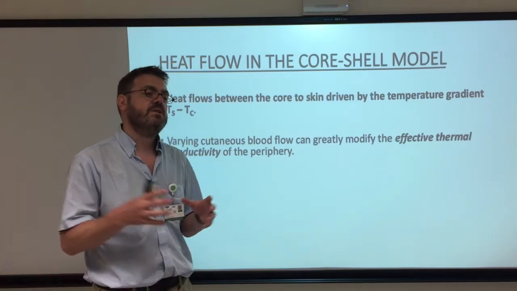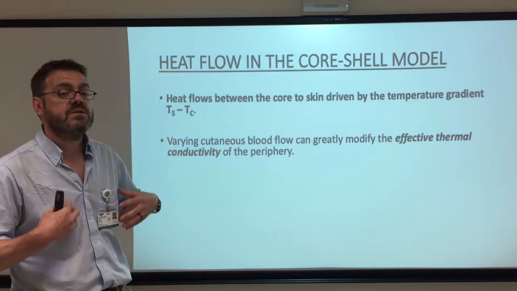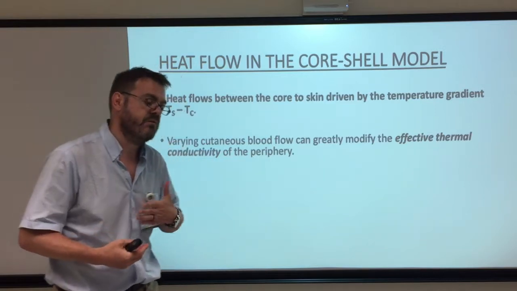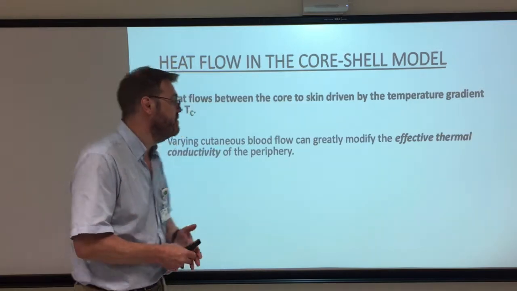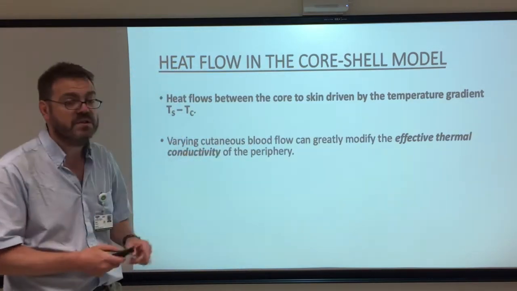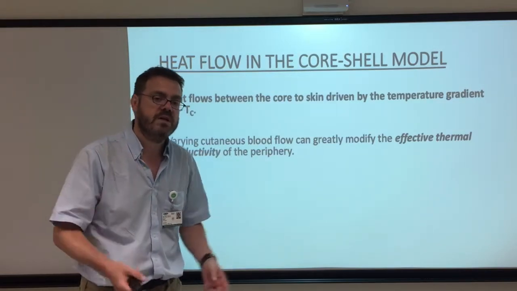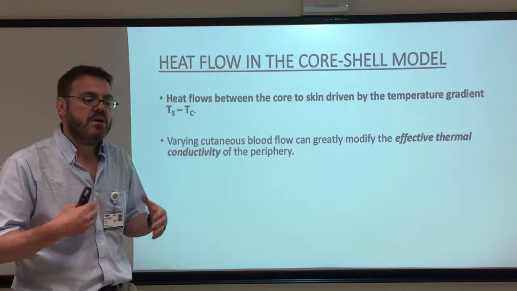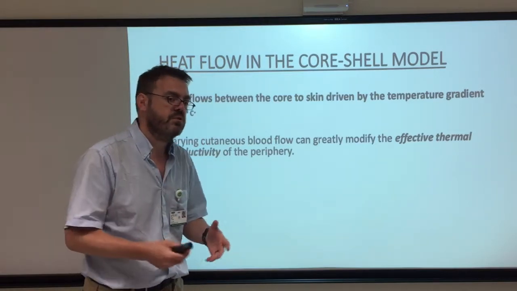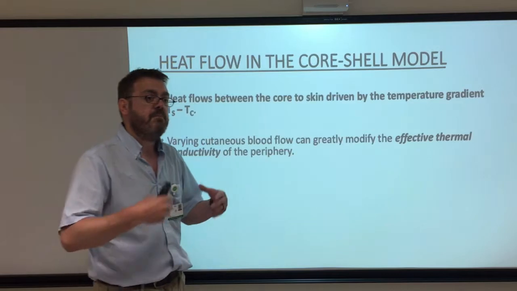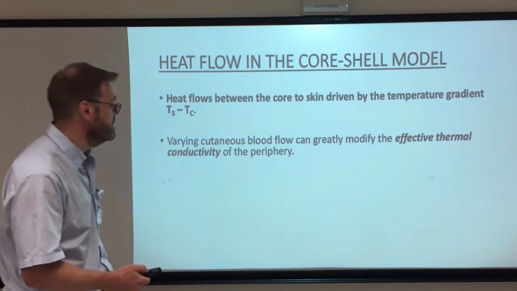So you have this gradient of heat. Generally, if you're in a cold environment, your Tc is going to be higher than your Ts, and so you have a gradient of heat that's going to leave. But the speed that that heat leaves is going to depend on the effective thermal conductivity of the periphery, and that changes depending on what kind of circulation you have there. Generally, conduction will move slower than this forced convection we have, and so the more that the blood flows through the periphery, the larger this thermal conductivity is, and the quicker you will lose heat.